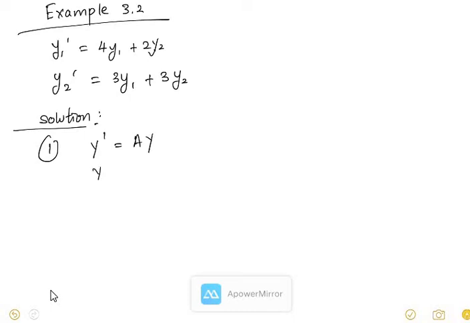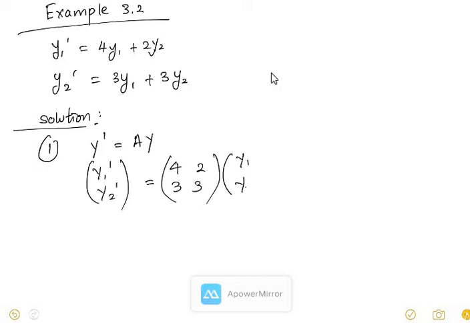So we can write in the form of a matrix. We transfer these two differential equations into a matrix form. y prime refers to y1 prime, y2 prime from this equation. And then A refers to the values for y1 and y2 in this one. So we can write as 4, 2, 3, 3. Then y1, y2.